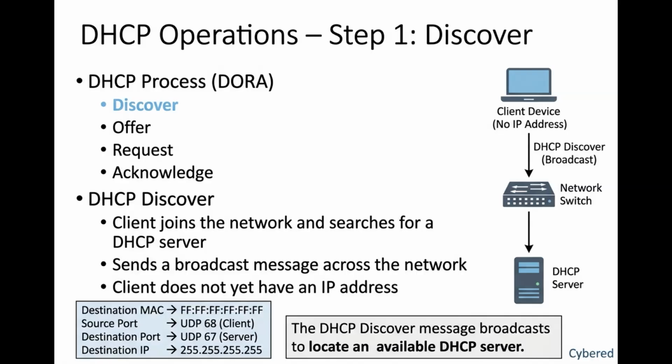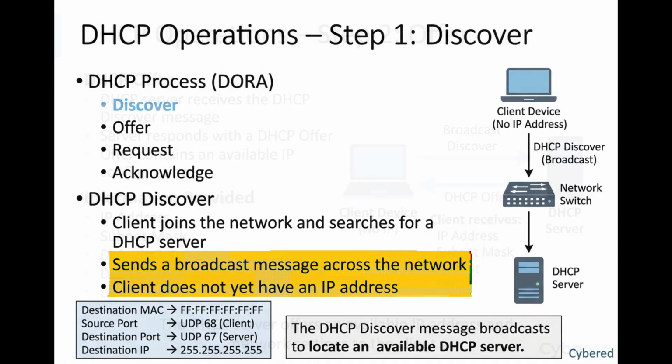DHCP Discover. When a client joins the network, it sends a DHCP Discover message as a broadcast to locate a DHCP server. Destination MAC, source port, destination IP. Because the client does not yet have an IP address, the message is broadcast across the network.